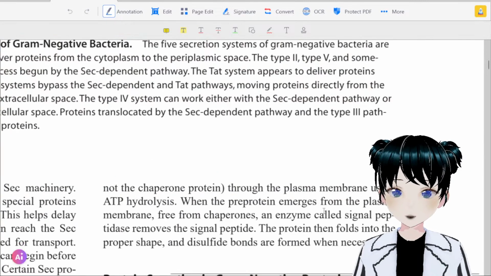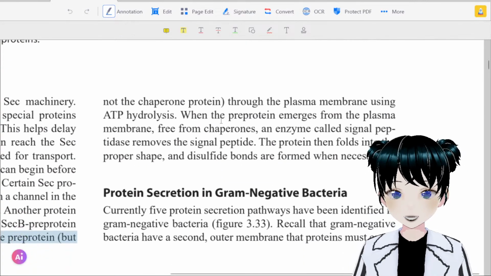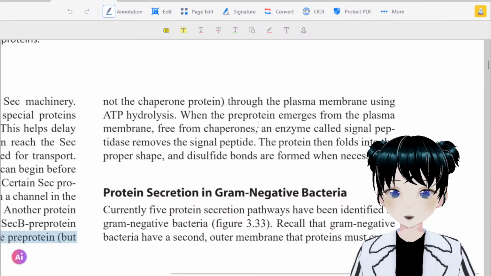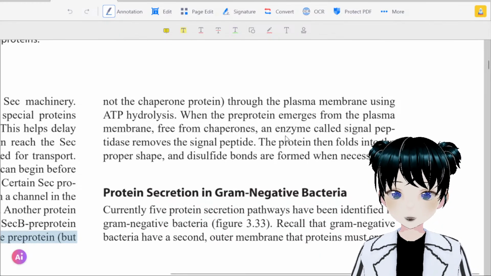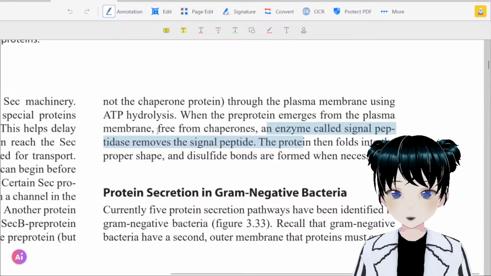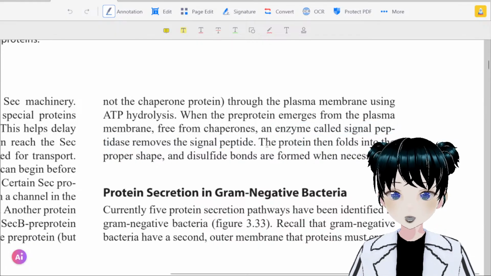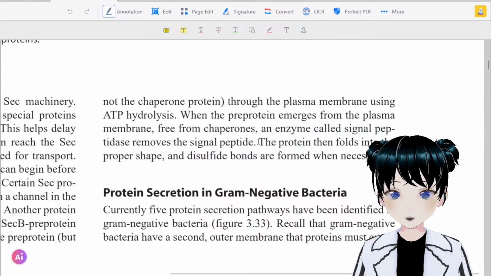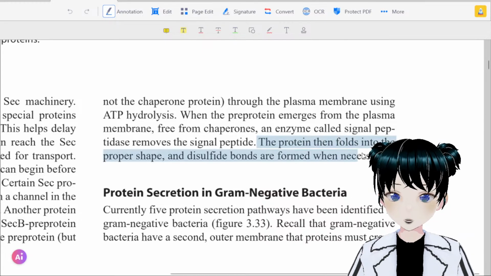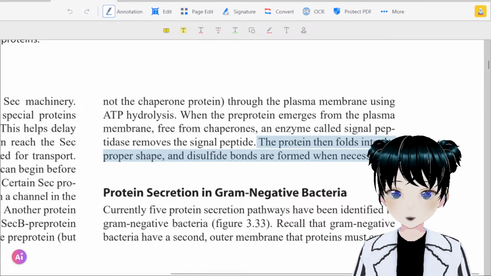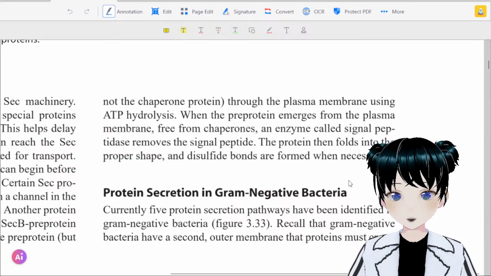Now after the pre-protein emerges from the plasma membrane free from chaperone, an enzyme called signal peptidase removes the signal peptide. Because we don't need it in our protein structure, it is rubbish. The protein then folds into the proper shape and disulfide bonds are formed when necessary.